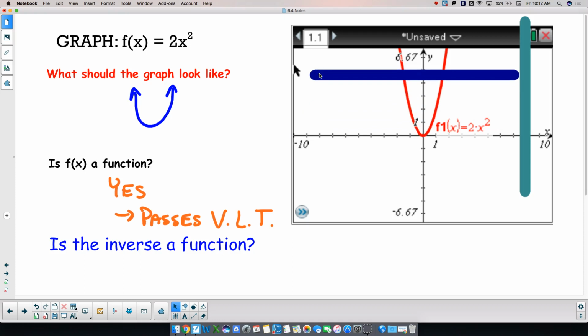Is the inverse a function? Yes or no? Why not, TJ? It touches twice. Right? So that fails the horizontal line test.